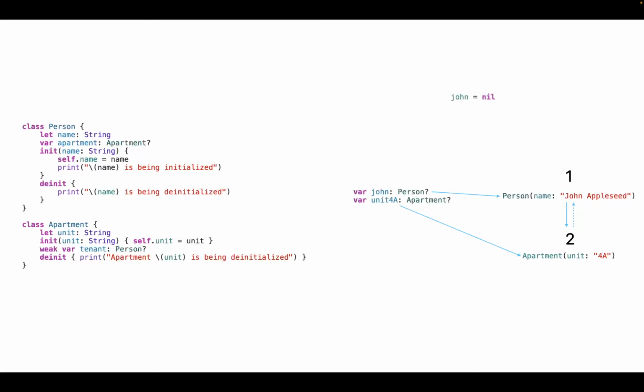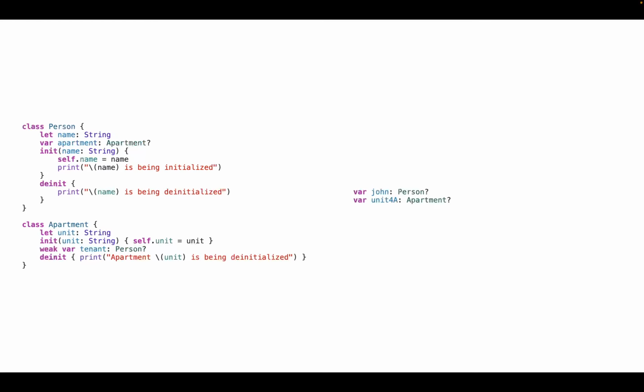And now we set John to null. And this reference got destroyed, so that reference count will go to 0, and this object will get destroyed. And because this object is now destroyed, the reference of that pointing to the apartment will also be gone, so the reference count of the apartment will go down to 1. And let's say unit4a equals null, this reference will be gone as well. So this object will also be destroyed. So now we don't have the problem of reference cycles.